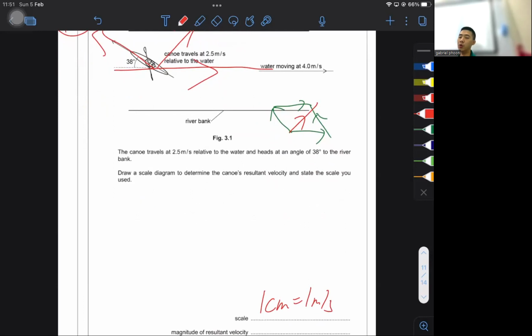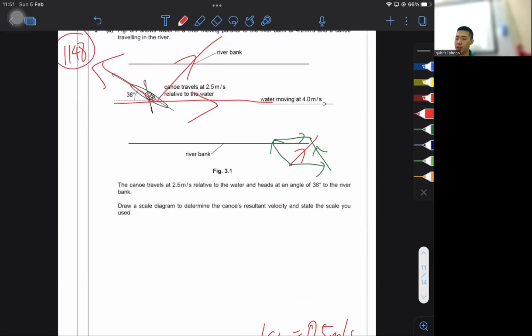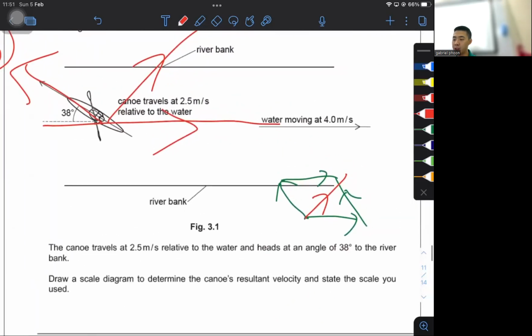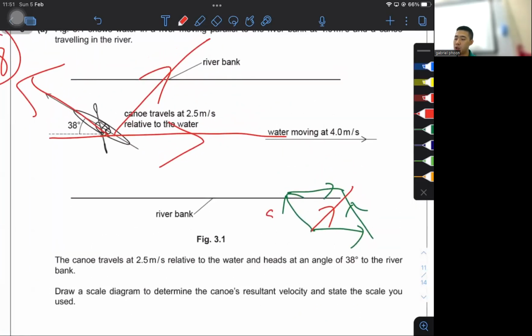If it's wrong already, what you do next is you go smaller. 1 cm represents 0.5 meters per second instead. Then you can start labeling, right? You can start labeling it here. If 1 cm represents 0.5, this should be 5 cm, right? And this should be 8 cm, this should be 5 cm, and this should be 8 cm, right?